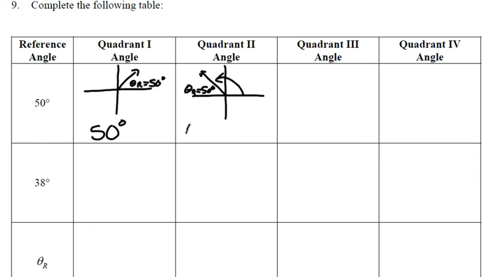Rotation angle? 130. So theta equals, I guess here we should write theta equals 130 degrees.